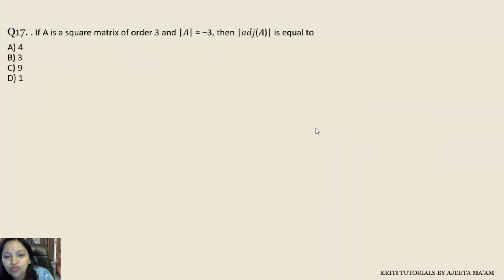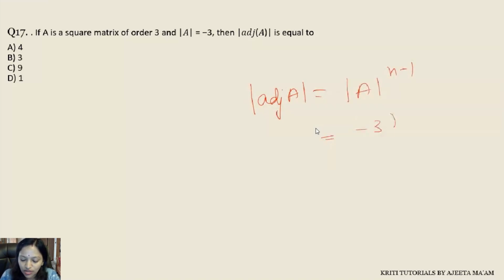If A is a square matrix of order 3 and determinant of A is minus 3, then find determinant of adjoint of A. So again it is property based. Determinant of adjoint of A क्या होता है? Anyone? Determinant of A raised to n minus 1. So what is it? Minus 3 raised to 2. So that's the answer 9. C option. Right? So this is how it goes on. Now let's move on to the next.